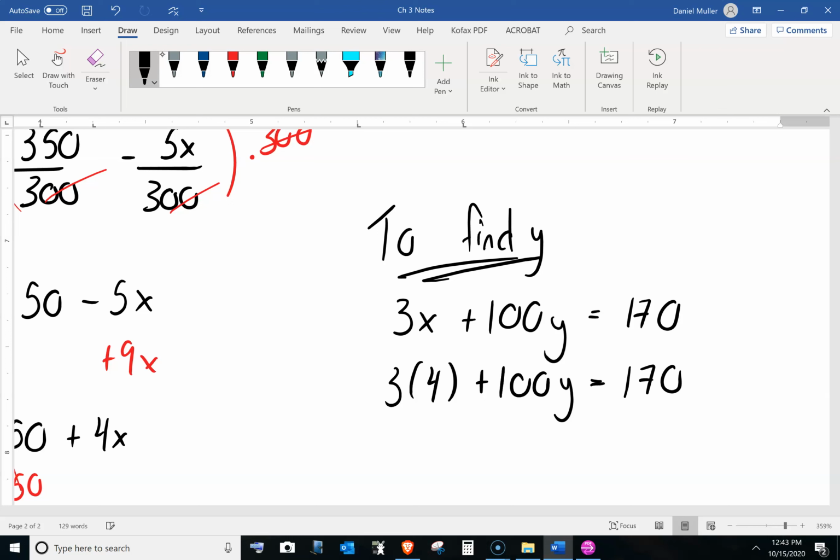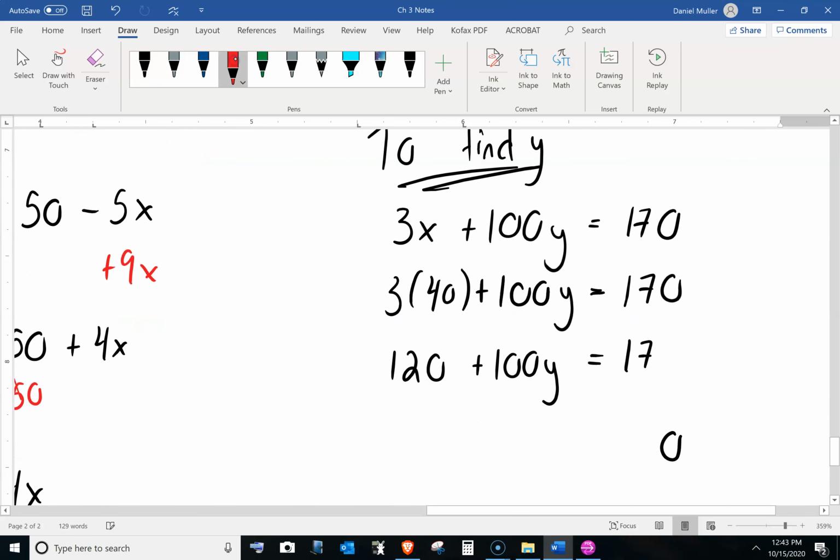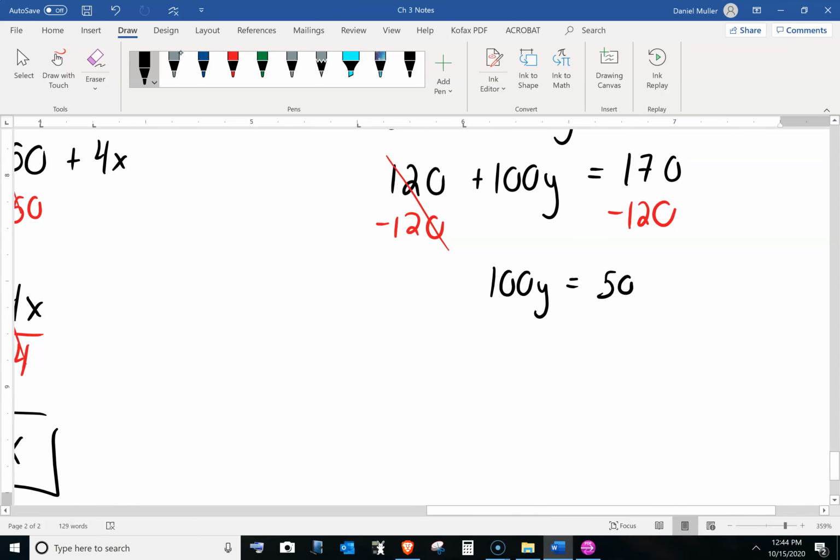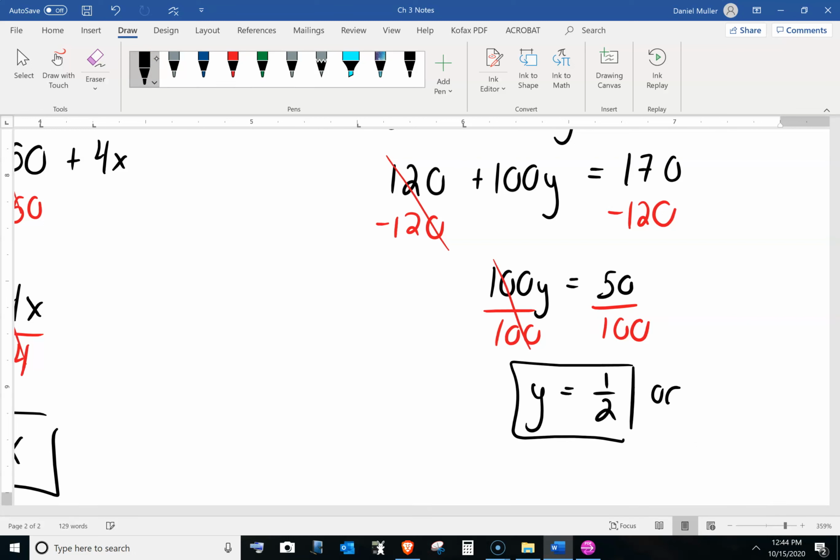So that's 120 plus 100y equals 170. And now I can do some algebra. I can move over the 120. So 170 minus 120 is going to be 50. Oh, nice. And then I can divide that by 100. And 50 over 100 is a half. So y equals 1 over 2, or y equals 0.5.